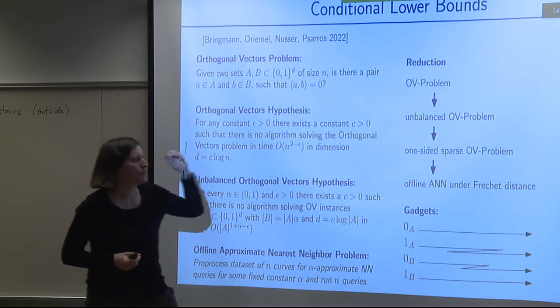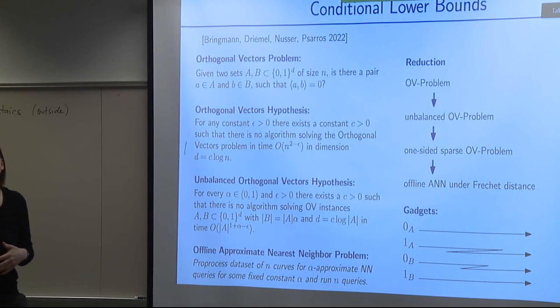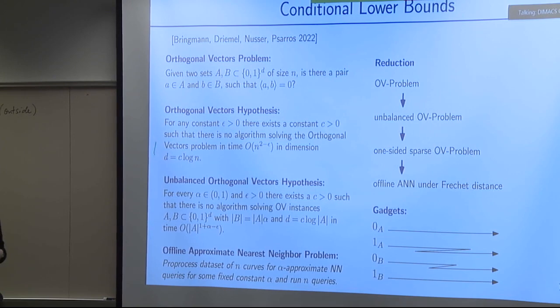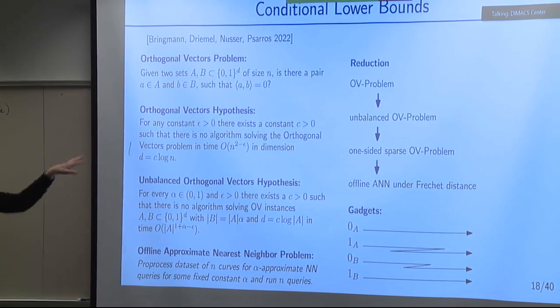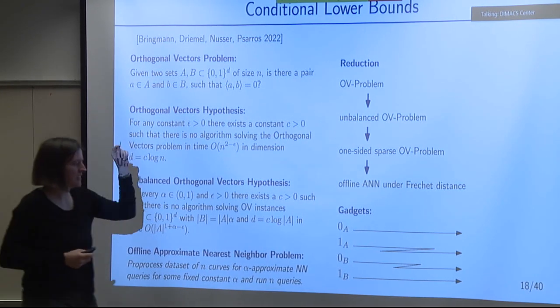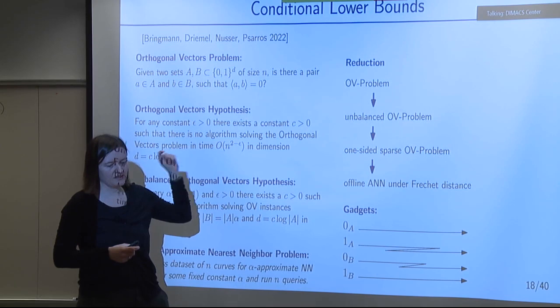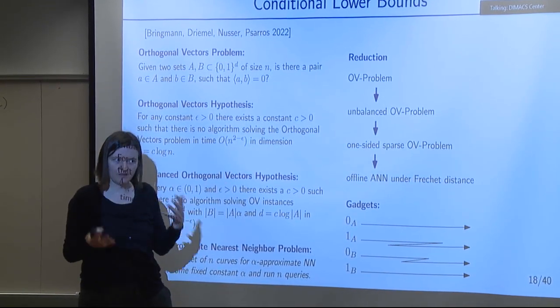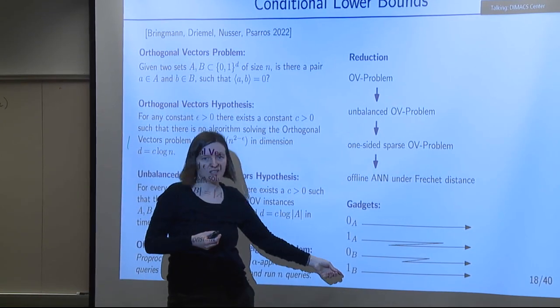And then we also go by another problem called the one-sided sparse OV problem, where one of the two sets of vectors can only contain a few ones. That gives us a better dependency on the complexity k of the query. But I haven't put all the details here. Basically, the reduction is really easy. It's much easier than the OV reduction for computing the Fréchet distance, which is relatively complicated. This is much easier because we just use these gadgets.